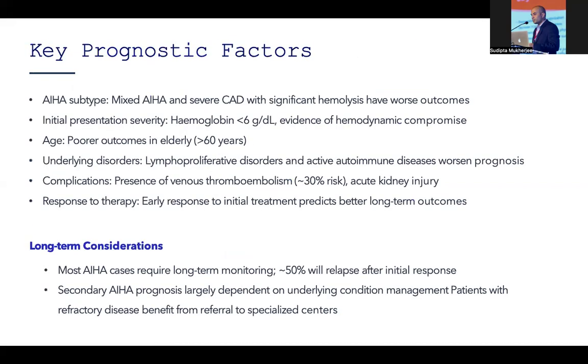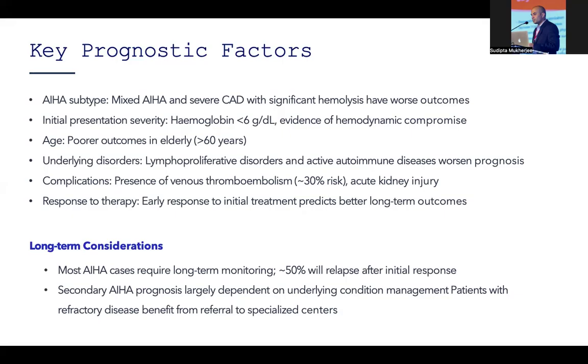So key prognostic factors: autoimmune hemolytic anemia subtype, as I mentioned, the mixed variety has a poor prognosis. Initial presentation severity, hemoglobin less than 6, evidence of hemodynamic compromise usually have a poor prognosis. Elderly people do poorly, specifically if more than 60. Underlying lymphoproliferative disorder and active autoimmune disease usually have a poor prognosis, along with complications like venous thromboembolism and acute kidney injury. Response to therapy and the risk of recurrence, the refractory disease, are also poor markers.